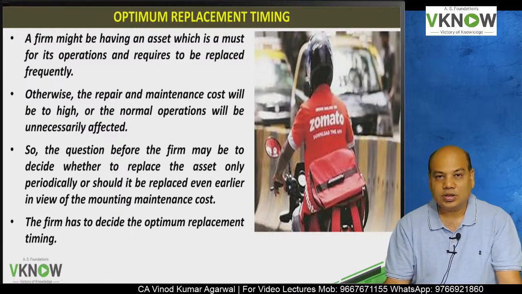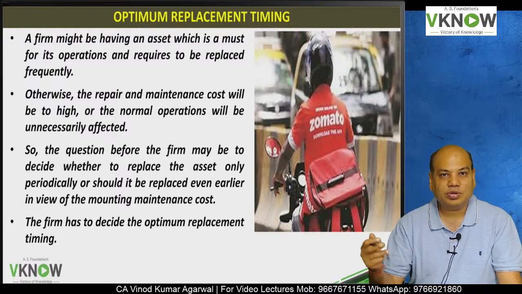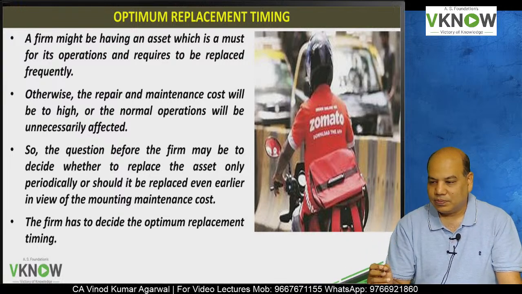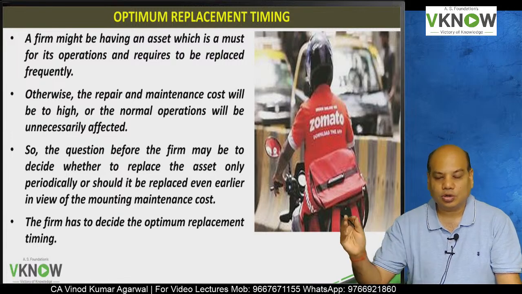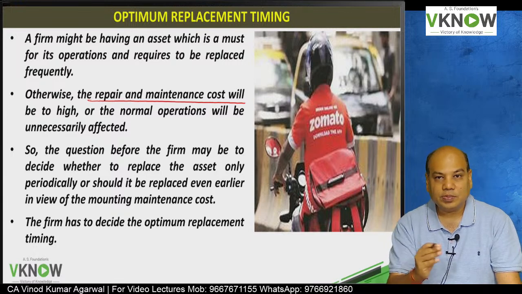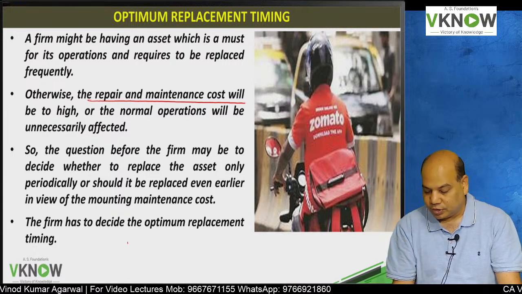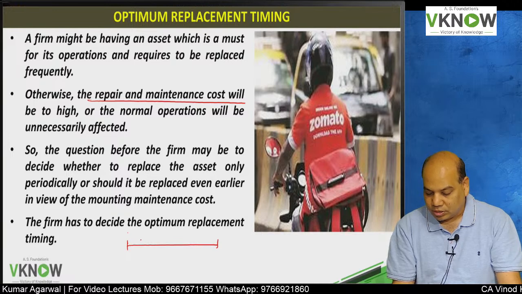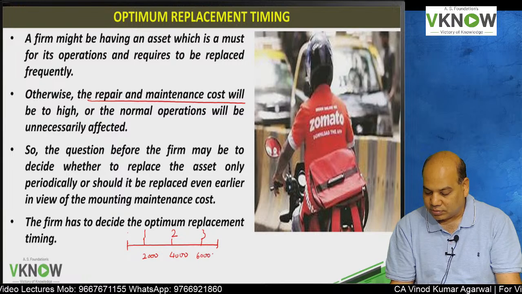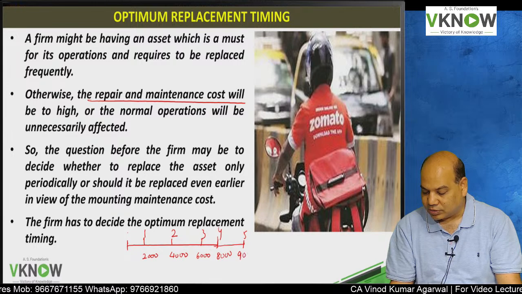Now really speaking, this vehicle can be used for 20 years also, 15 years also, 10 years also. But what happens if you use it for a longer period? The repair and maintenance will start increasing. Repair and maintenance cost will go up. For example, in year 1 repair maintenance will be only, let's say, 2,000, but in year 2 it will become 4,000, year 3 will become 6,000, year 4 may become 8,000, like this, year 5 may become 9,000.